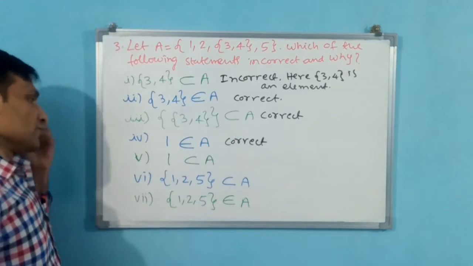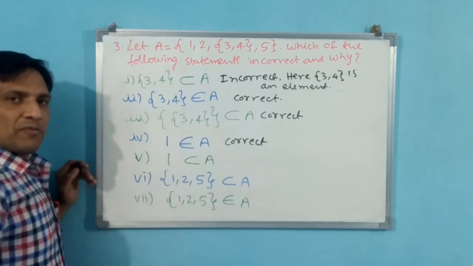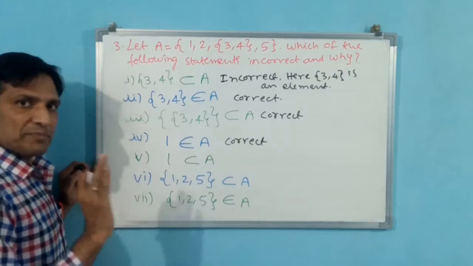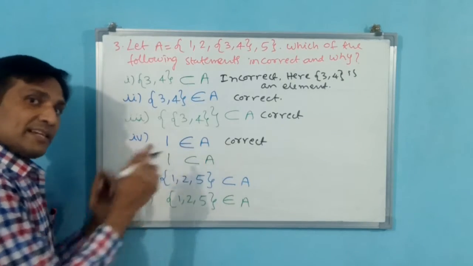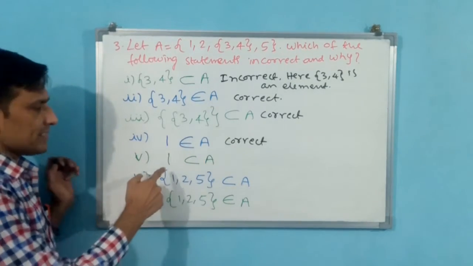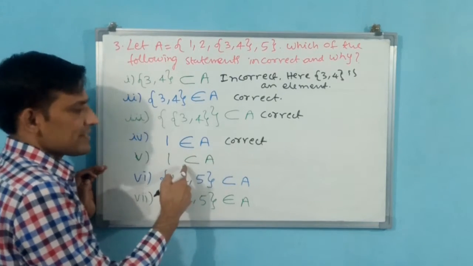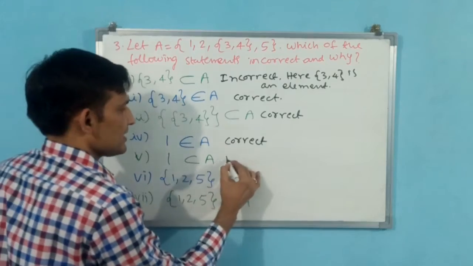Now you see, 1 is a subset of A. 100% wrong. Why? Because 1 is an element. An element cannot be a subset. If you put it under braces, then it will be okay, but it is not under braces. It is open. 1 is not a subset, but here they have written subset. That is why this is incorrect.